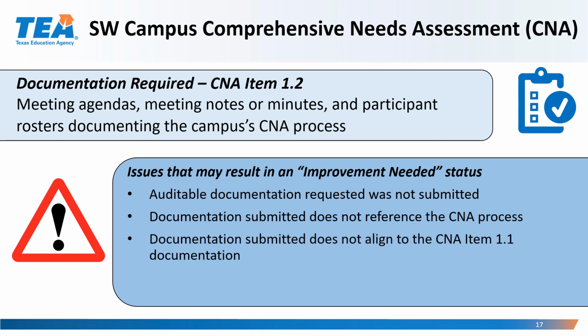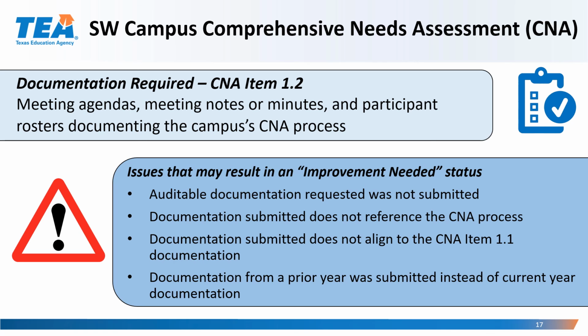Another potential issue is that the documentation submitted for 1.2 does not align with the CNA description that was submitted to meet the CNA item 1.1 documentation requirement. For CNA item 1.2, we will be verifying that the evidence of implementation submitted aligns with the CNA description submitted. And finally, another issue is that the prior year documentation was submitted instead of current year documentation.